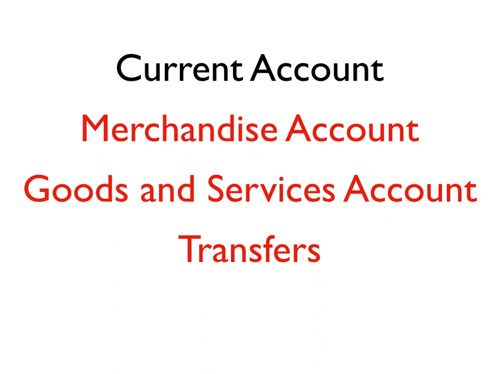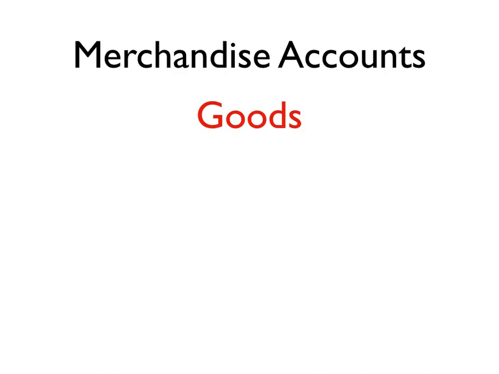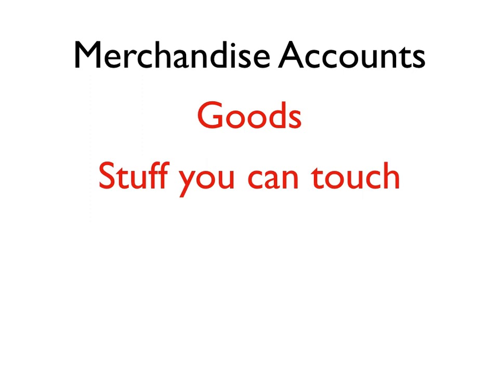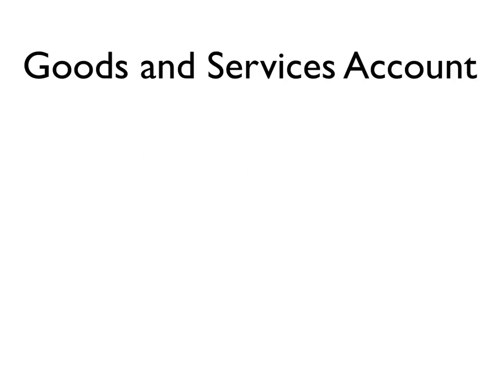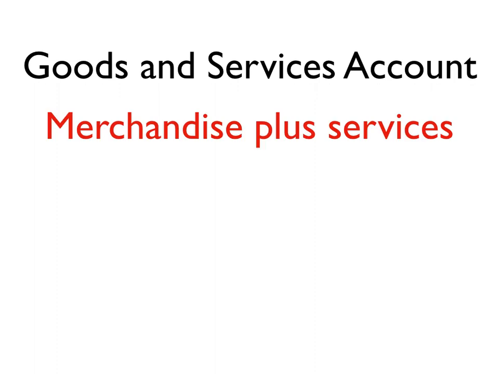All right, so the merchandise account, once again, includes goods, and I think of goods as stuff that you can touch. It's got kind of a limited scope when we think about that. Just the goods, the things that we can touch. The goods and services account is the merchandise plus services. So merchandise are goods that you can touch. Services are things that you're providing between people. There's no inventory with the service.